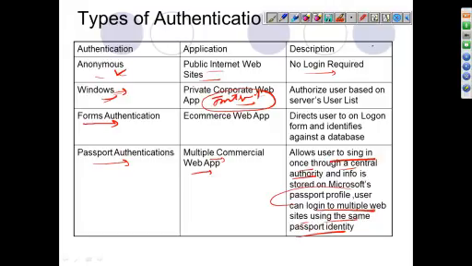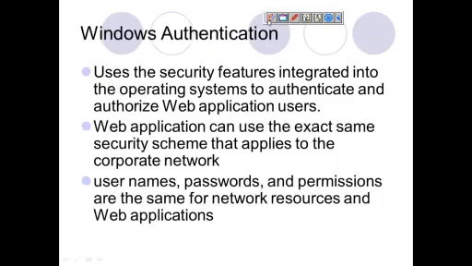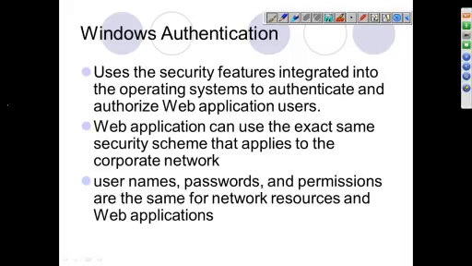So these are the different kinds of authentication available. First we'll go into detail with Windows authentication. Windows authentication uses the security features integrated into the operating system, and even the privileges. Whenever we create a new user in our operating system, we can provide privileges. We can set a role like administrator or guest. So the same roles of your operating system will also be used.